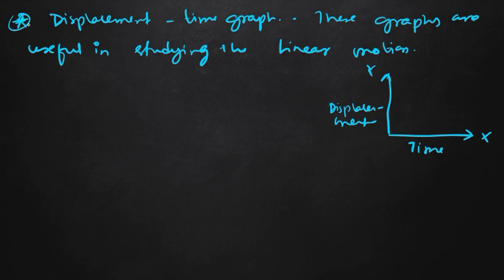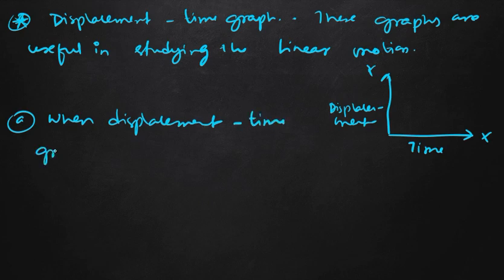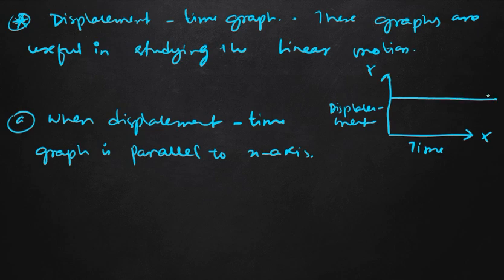Now we will study the different cases. For the displacement time graph, our first case is when the displacement time graph is parallel to the x-axis. The x-axis is this one. If you draw the graph, it will be like this. Every point will be the position.